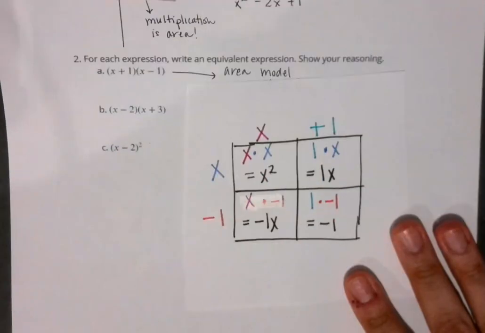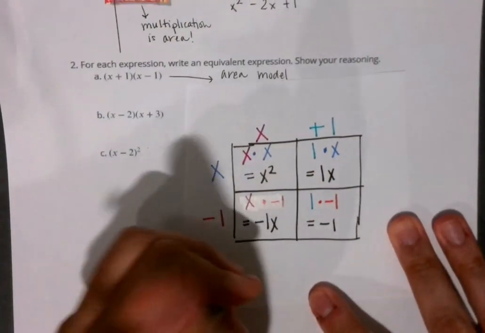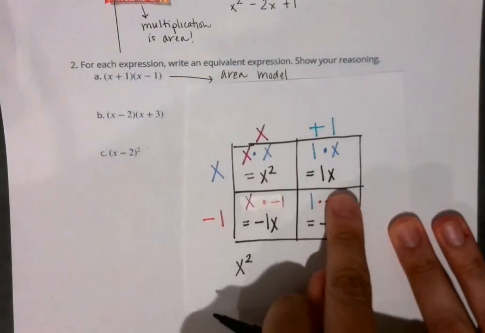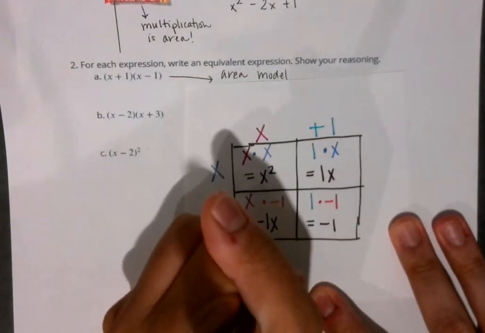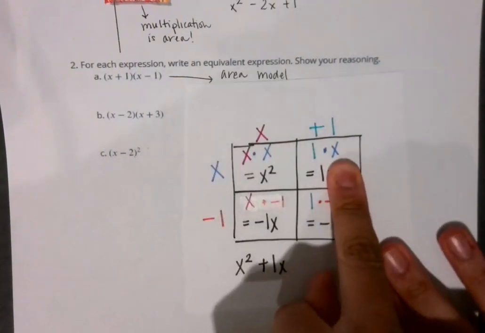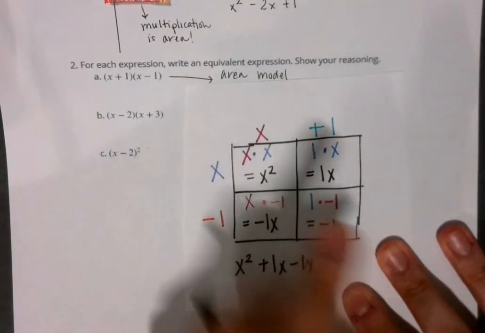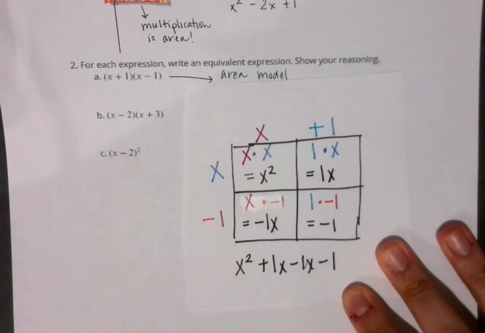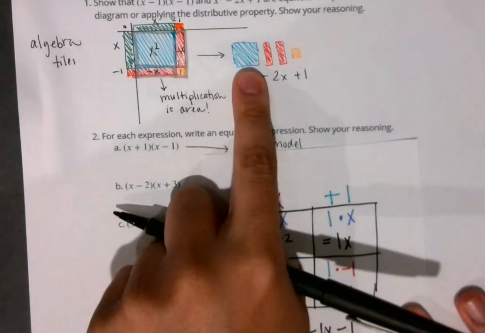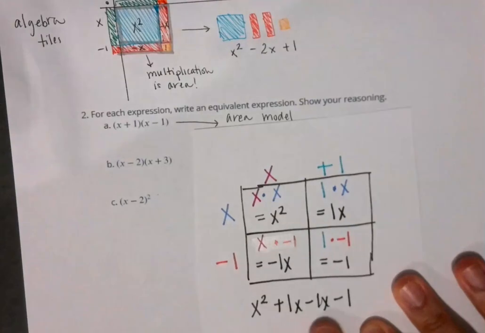At this point, to put this into standard form, we need to combine like terms. So I see I have an x squared, I have a 1x, positive because it doesn't have a sign, a negative 1x, and a negative 1. Now the only things I can put together are the x's right here in the middle, because this is x squared. X squared we can see here is a giant square. But x's are rectangles, and I have two rectangles here.